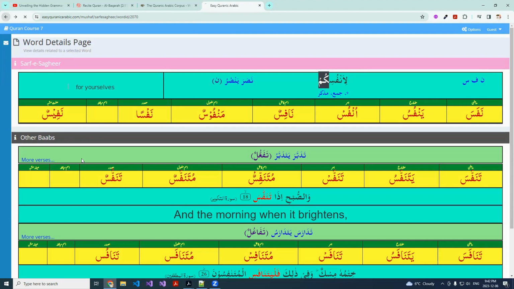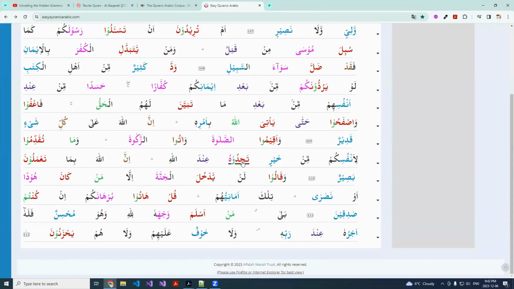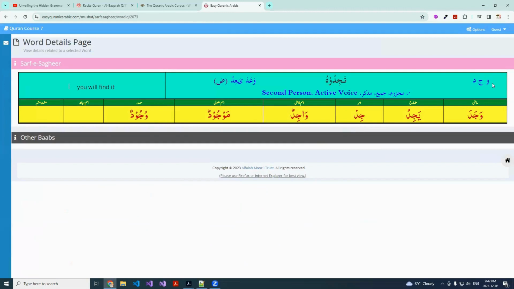Okay. And what else? We were looking at tajidu, right? Tajidu is from wajada. So what is the ta giving you the information? That's for the second person. Yes, second person. So it's from Bab Daraba. Wajada yajidu. Yajidu is the third person. So the second person will be tajidu. That's why you see the tajidu here, because you will find it. It is the good deeds.